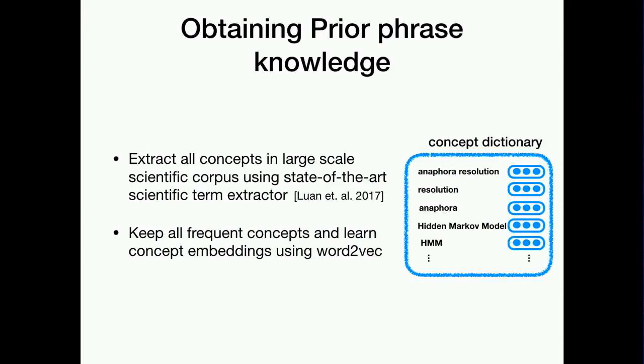In order to get the prior phrase knowledge, we first extract all the concepts in a large-scale scientific corpus using the state-of-the-art scientific term extractor proposed in 2017. Then we use word2vec to train embeddings for all the frequent concepts, and construct this concept dictionary.